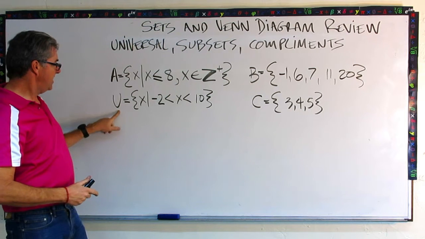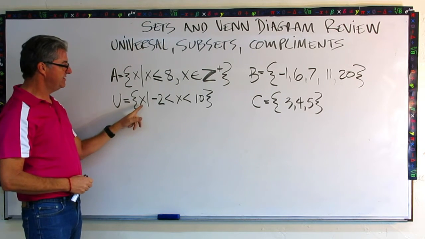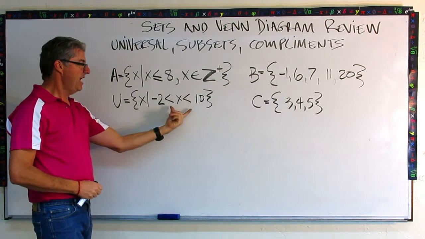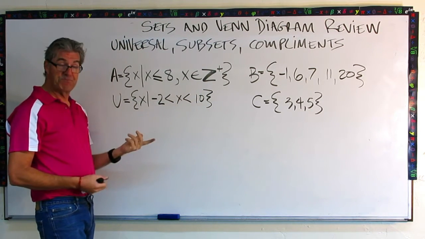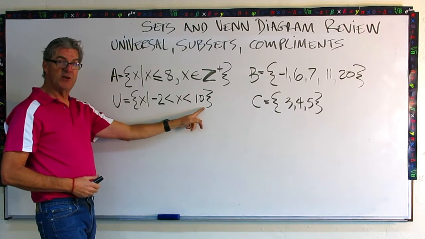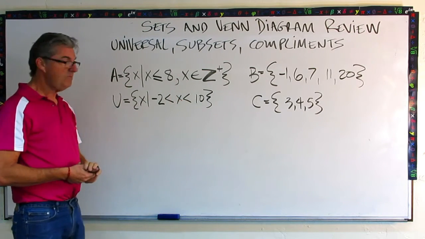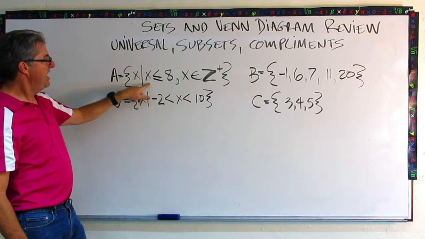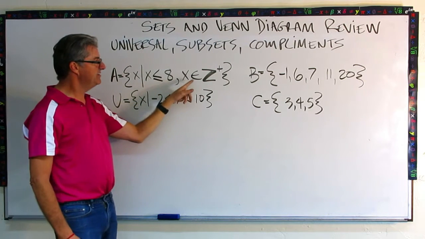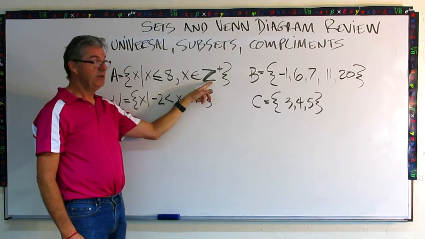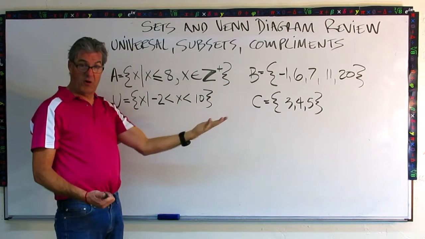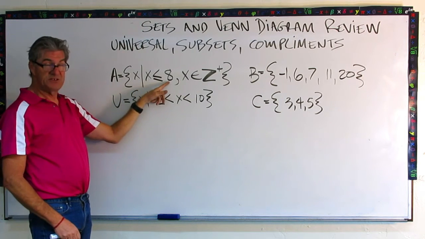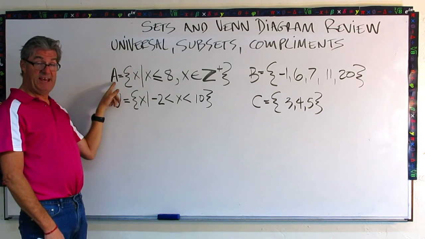Okay? So in this case, we're defining the universal set as the set of all x such that x is between -2 and 10, and it's not inclusive of -2 and 10. Okay? So that's the full set under consideration for this example. Now we have a couple sets here. I have set A, which is all x such that x is less than or equal to 8, and x is an element of the positive integers. So counting forward, going as far as we need to, goes on forever, positive integers. However, x is less than or equal to 8, so that's going to limit what's in set A.